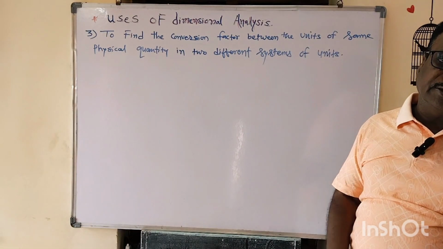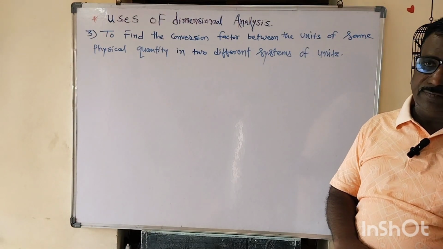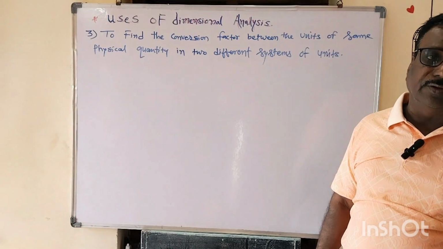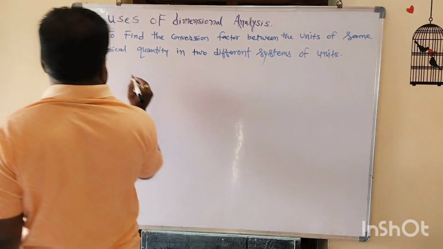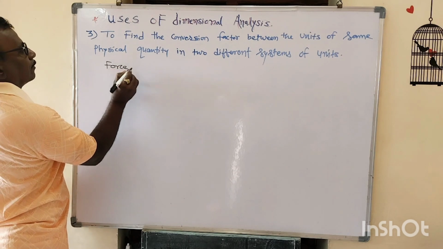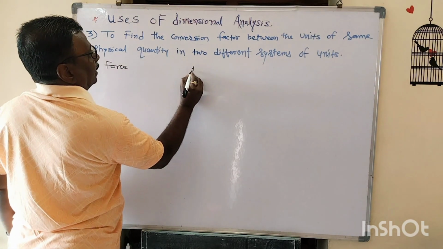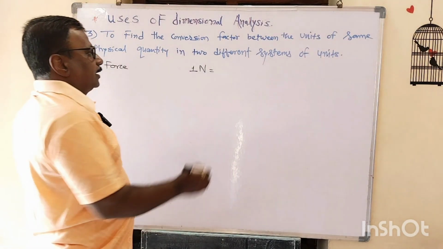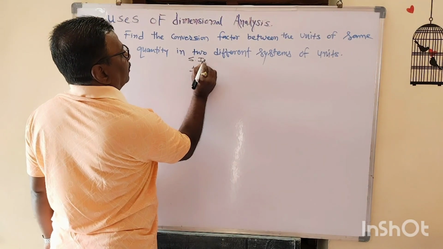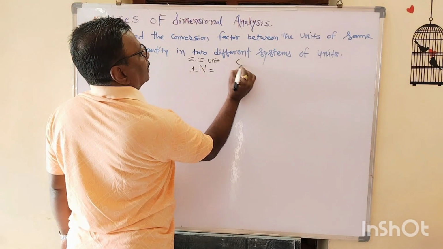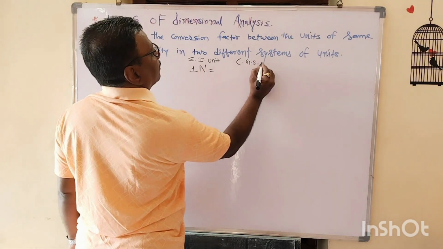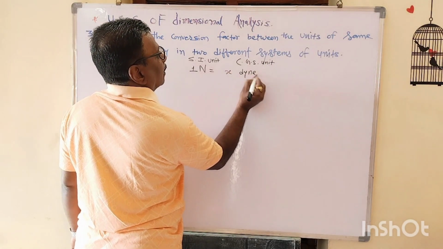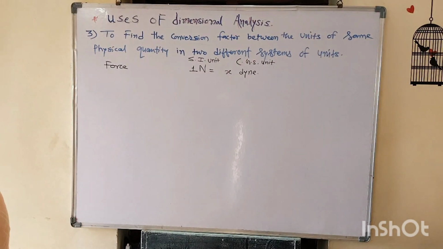For that we consider a physical quantity force, and we know that the SI unit of force is Newton. So we write here force, its SI unit is Newton. We write here 1 Newton is equal to, and its CGS unit, this is the SI unit, and CGS unit is a dyne.